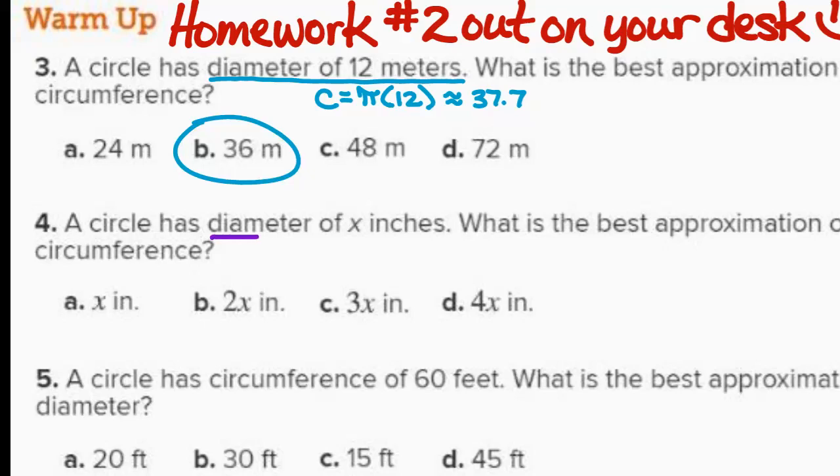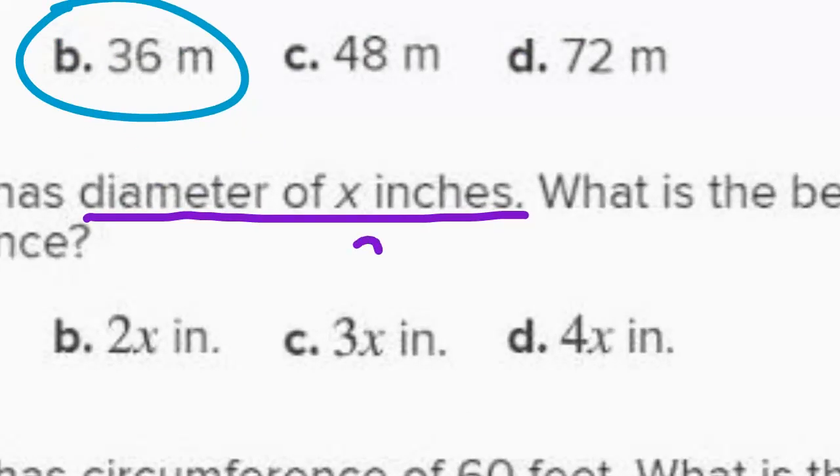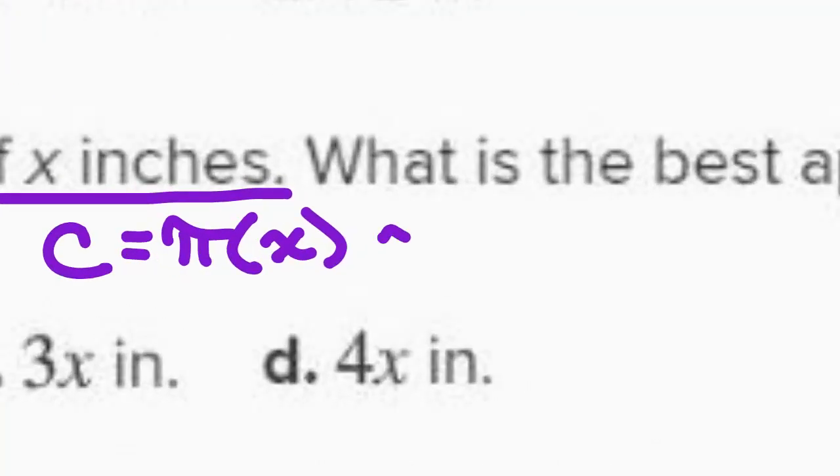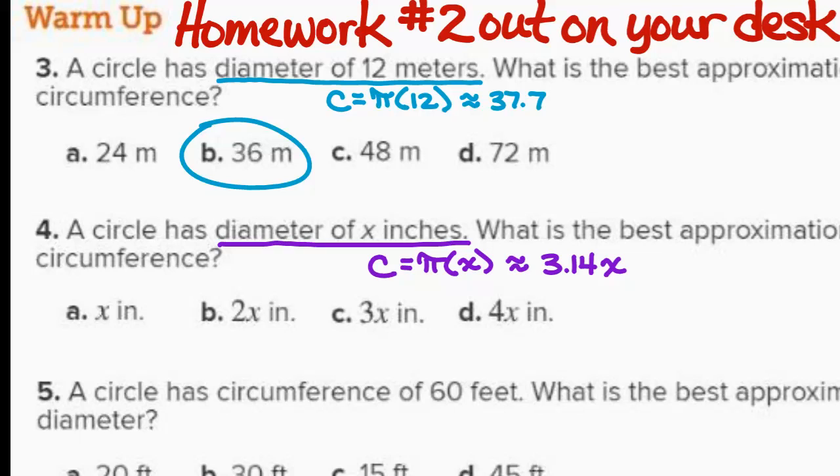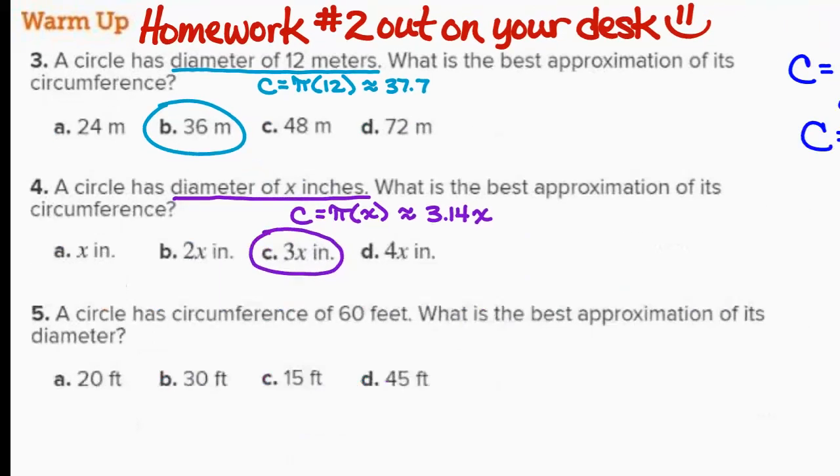Second one, number 4, diameter of x inches. So circumference equals pi times, I have diameter again, so I'm going to put x in the place of the diameter. I can't really multiply those together on my calculator because one of them's an x, but we know that pi is about how big? It's about 3.14. So this would be about 3.14x. That's not precise, but again, we're rounding, we're approximating here. Which one of those 4 answers would be the closest? Yes, sir. 3, yes. Option C, 3x inches. Nice work.